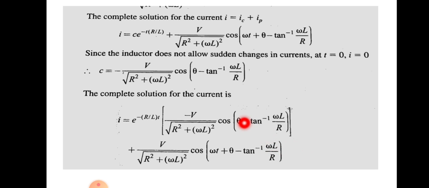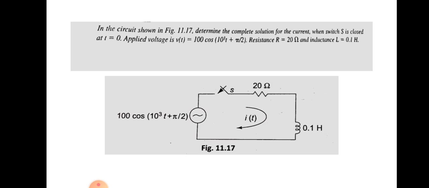So you should remember that the term C into e raised to minus R by L into t is the complementary function, and the particular solution is this one. So first, if you want to find the current, you have to write this equation, and for finding C you have to substitute the initial condition. So next we can do a problem.